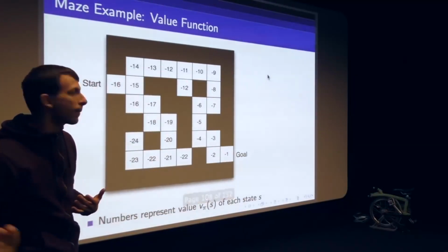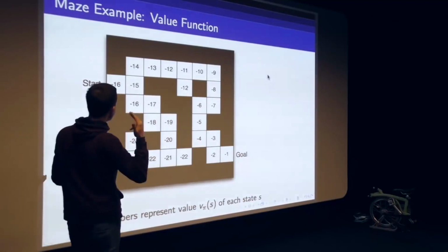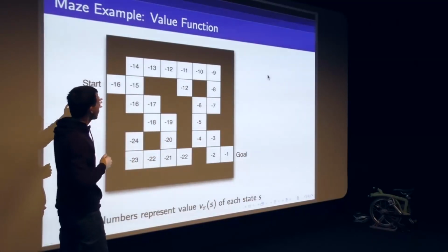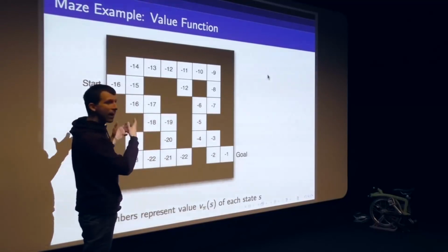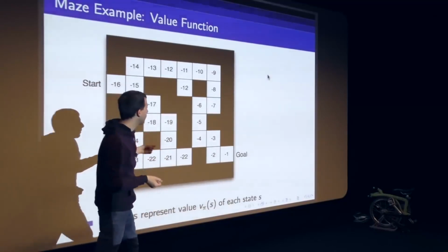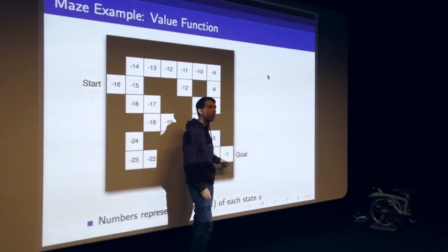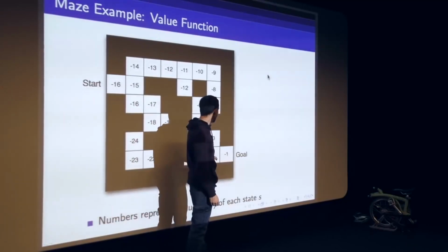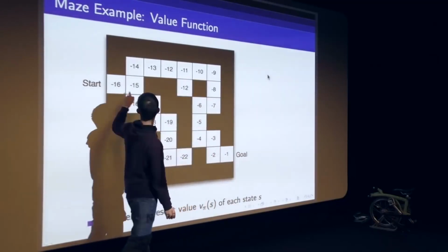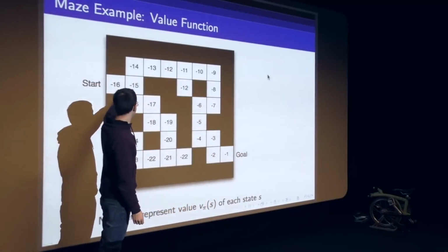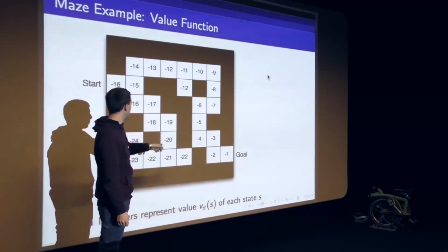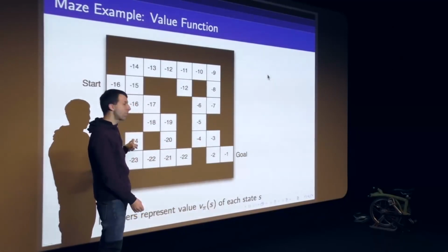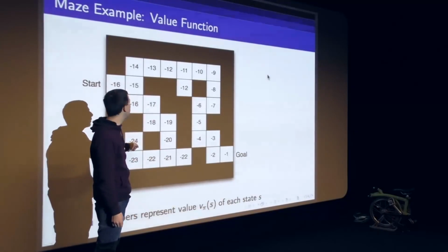The value function, remember we're going through these three key concepts. So the value function looks something like this. This is the value function for each of these states, where we know that if we're just about to reach the goal, we're only one step away from the goal here, so this must have a value of -1. Here we're 2 steps away from the goal, so this has a value of -2. If we go all the way back to here, we have a value of -16. We can have worse values. If we're stuck over here and we've gone the wrong way, we might have a value of -24.